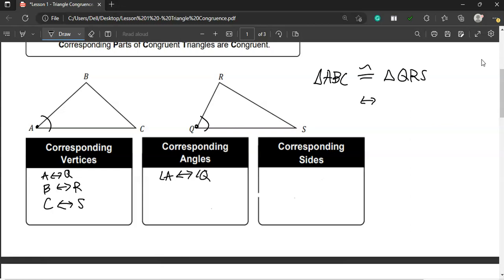As I mentioned earlier, corresponding angles and corresponding sides are also congruent because we assume that triangle ABC is congruent to triangle QRS. Let's continue. Angle B corresponds to angle R, which means they're also congruent. It's this one and this one. And we also have angle C corresponds and is congruent to angle S.